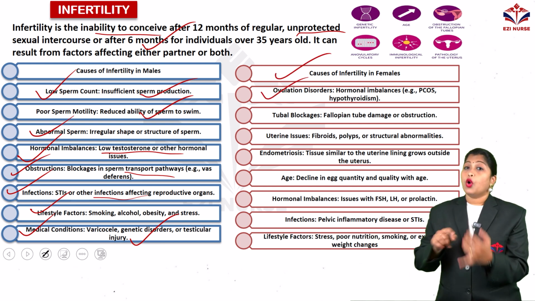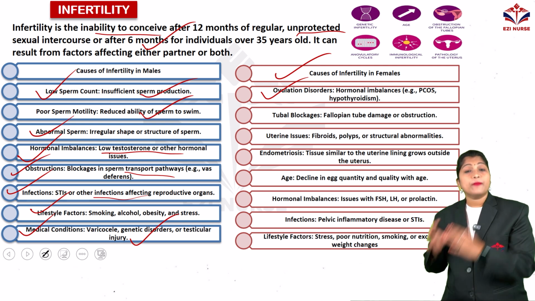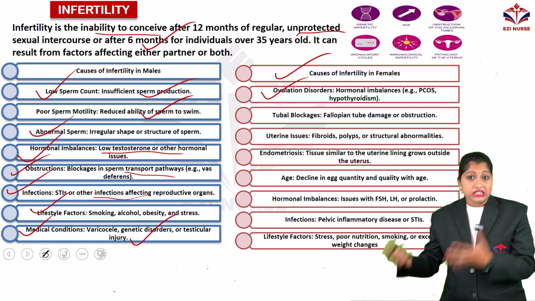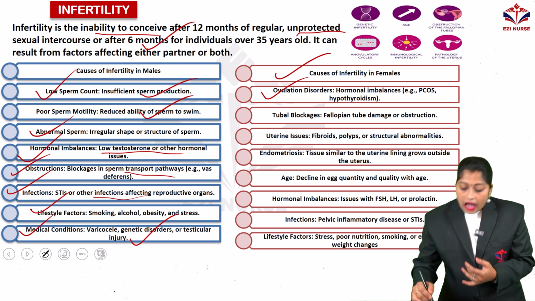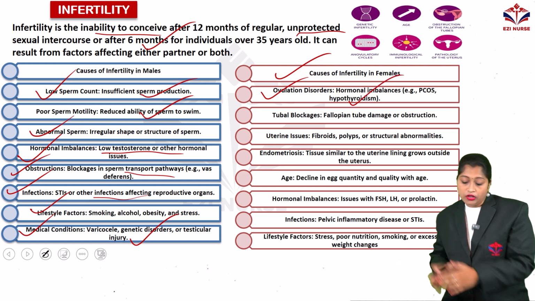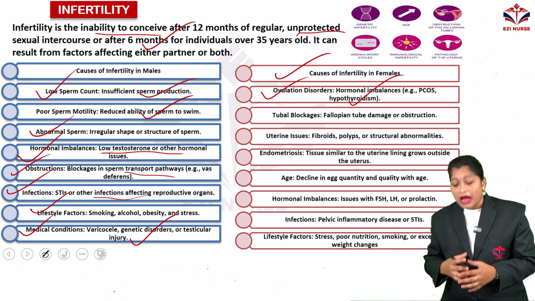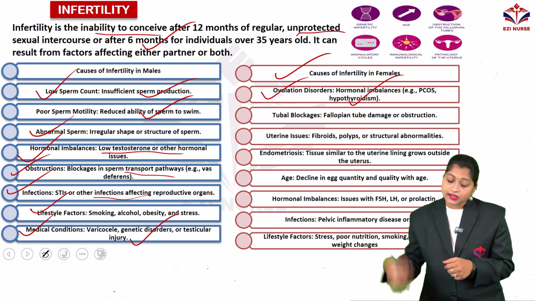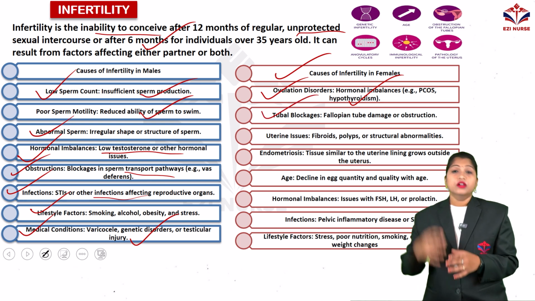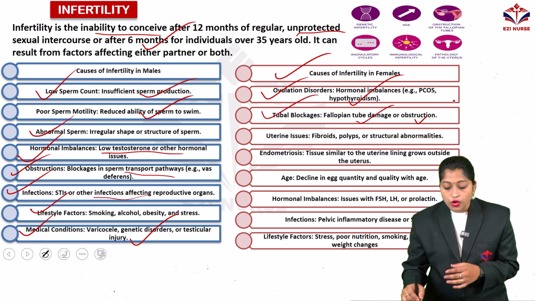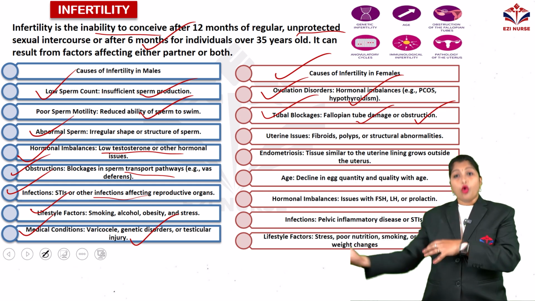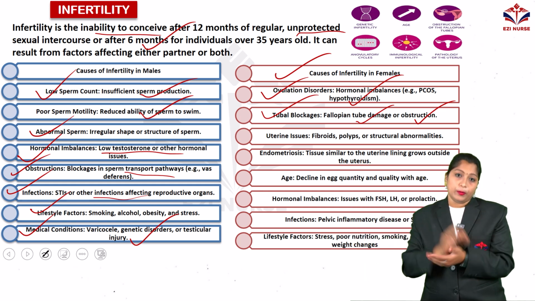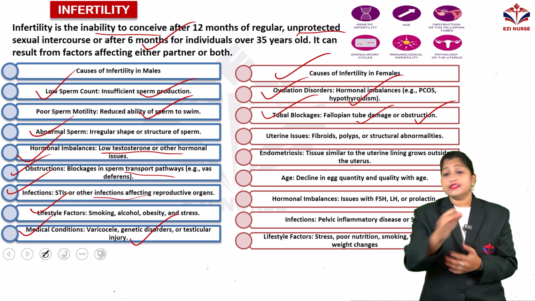The first one is the ovulation disorders. You can see the hormonal imbalances. Example, post-traumatic stress diseases, PCOS, hypothyroidism. These are certain causes where there are hormonal imbalances which lead to ovulation disorders in the females. The next cause is tubal blockages. When there is fallopian tube damage or obstruction in the fallopian tube, the mature ovum cannot move on through the blocked fallopian tubes, and hence fertilization doesn't occur.